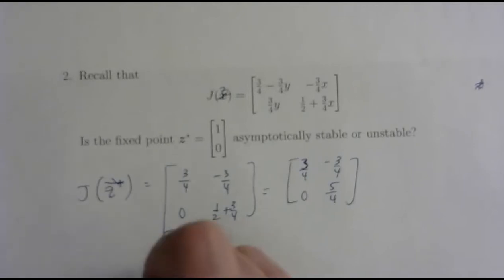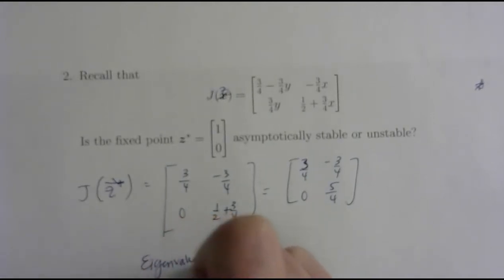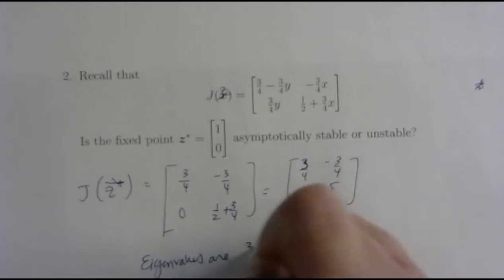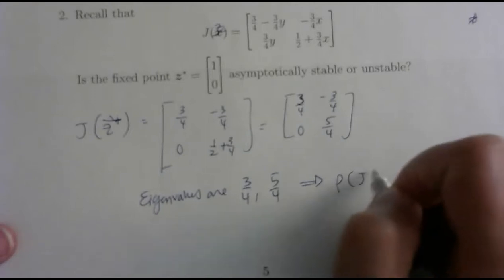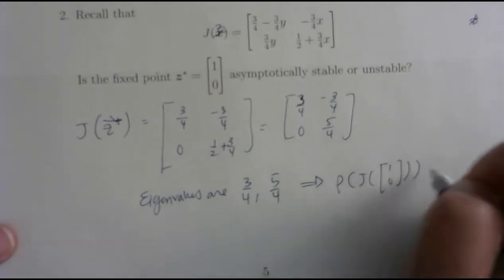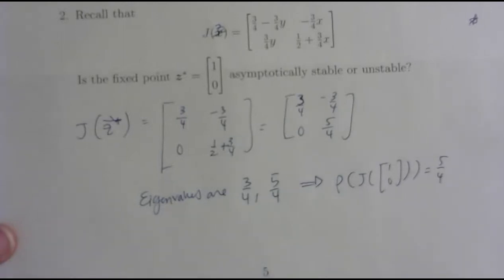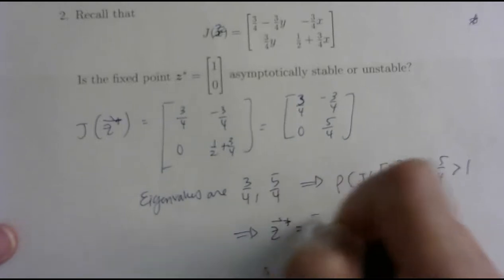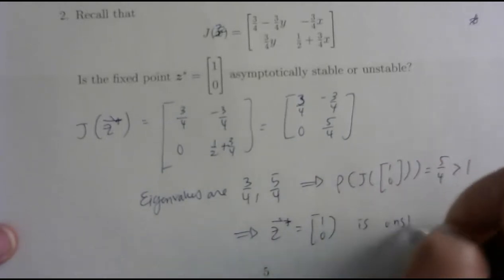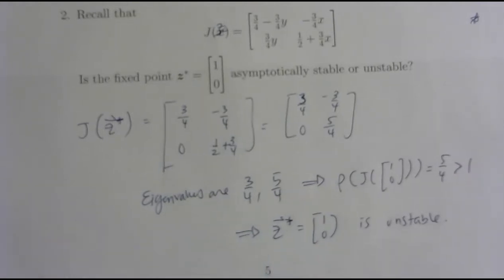It's upper triangular, so the eigenvalues can be read right off the diagonal. They're 3/4 and 5/4. So the spectral radius of the Jacobian at (1, 0) is 5/4, which is greater than 1, which would suggest that z star (1, 0) is unstable. And that's what we suspected by looking numerically at the plots, right? That's what it looked like. We seem to get arbitrarily far from there. Let's take a look at the next fixed point.